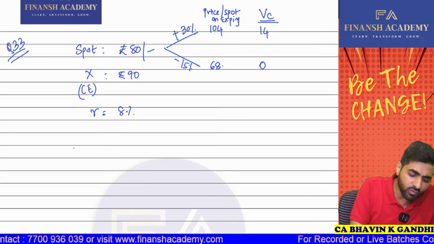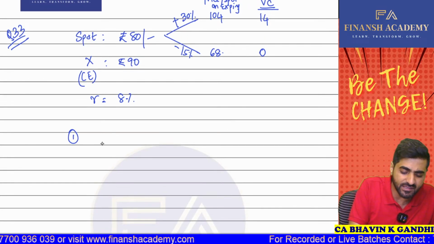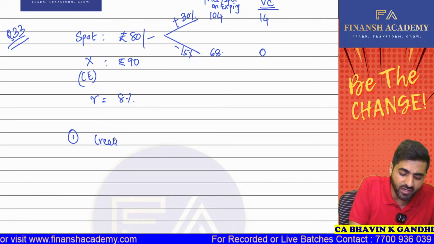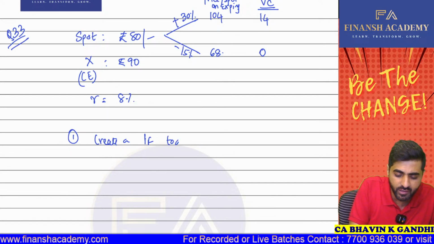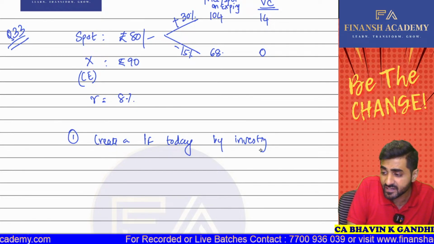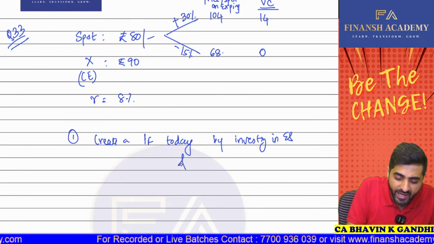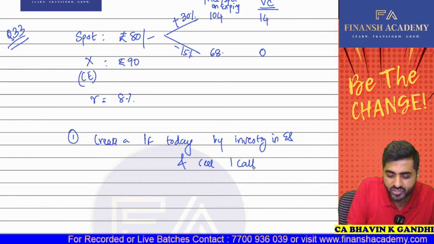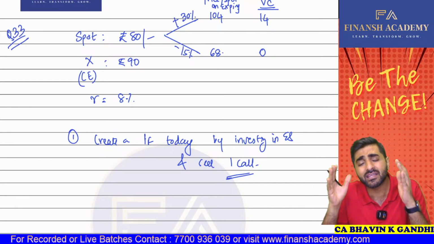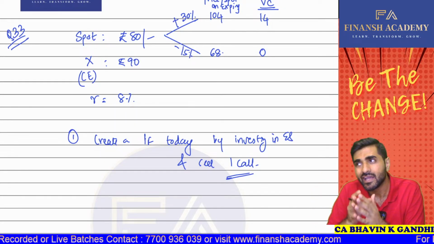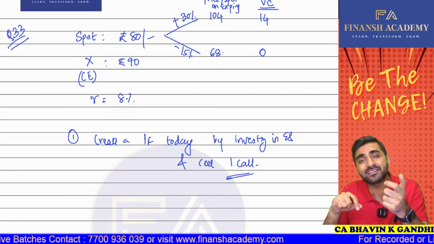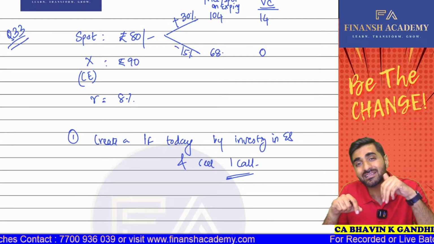Now, what we need to do? The first step is that we are going to create a portfolio today, by investing in equity shares and selling one call option. It is very simple. We will be creating a portfolio by investing in equity shares today. And to protect this portfolio, we'll be selling the call option.